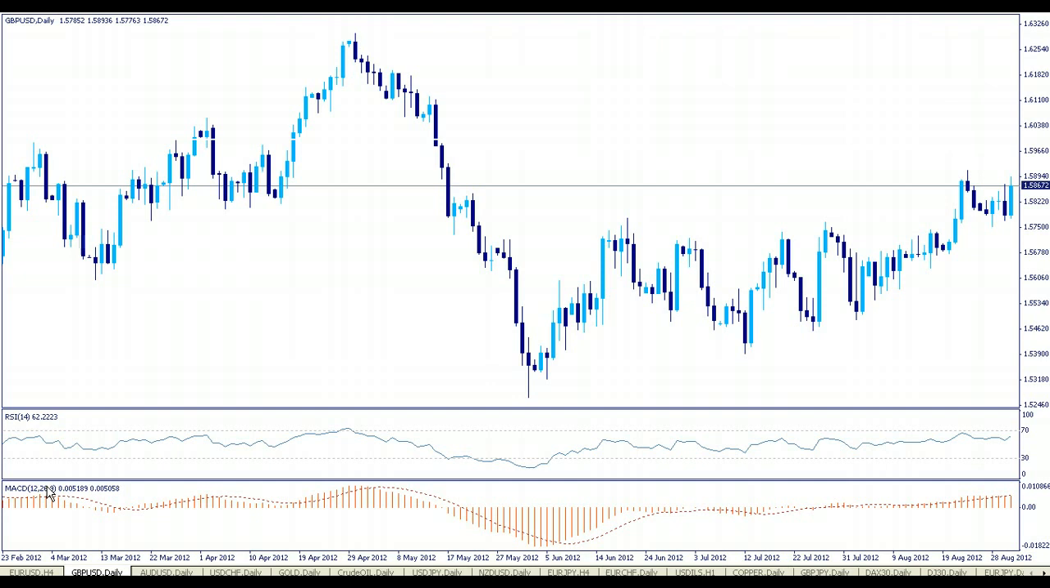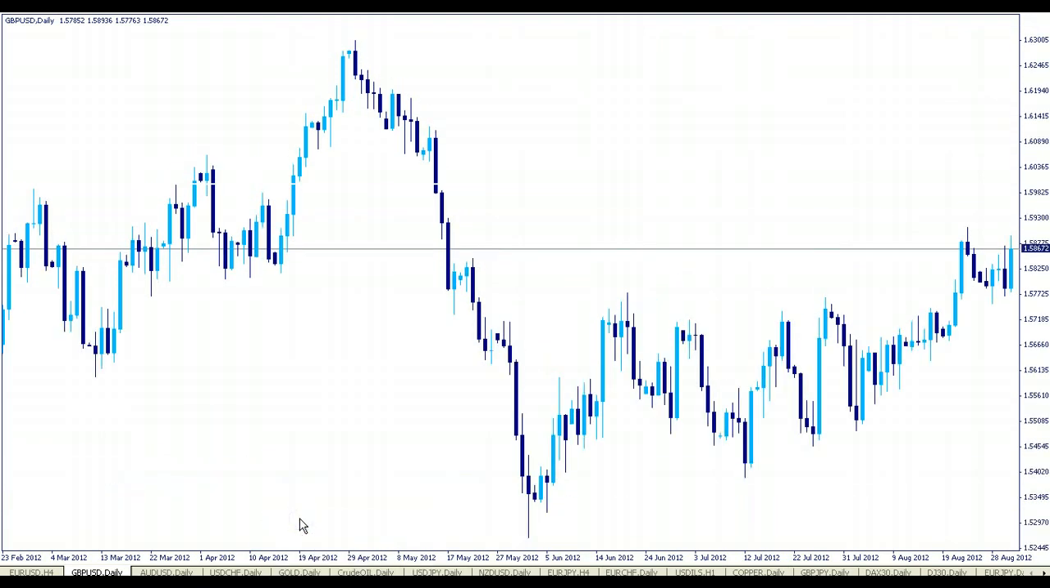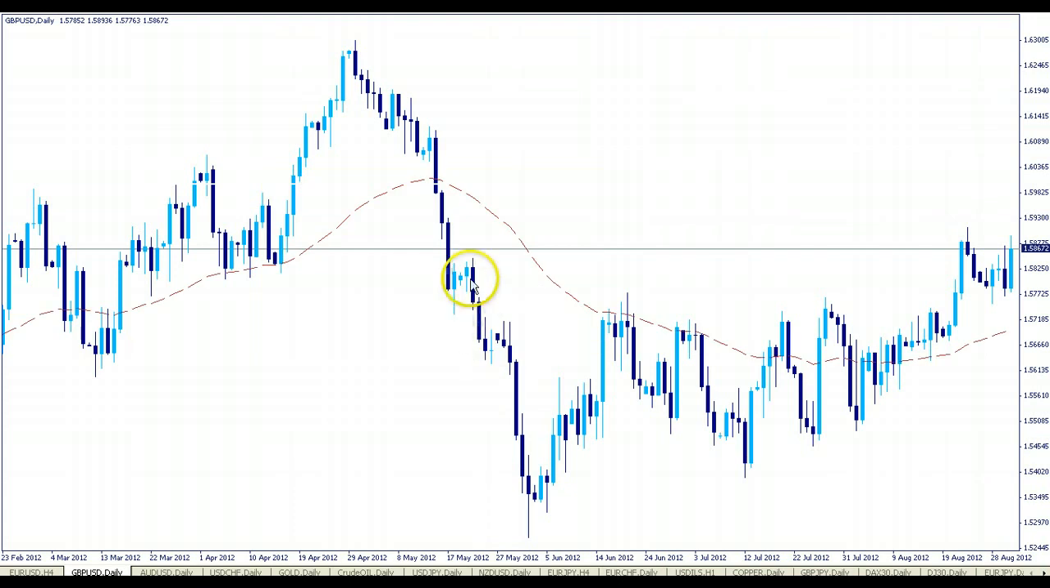Let's begin here. I'm going to close down some of these oscillators right now. We're not talking about those today, and we'll look at those next week. It's easy to add in a moving average. You go to insert, then indicators, moving average, and let's add in a 55-day. Okay, that's your 55-day moving average.